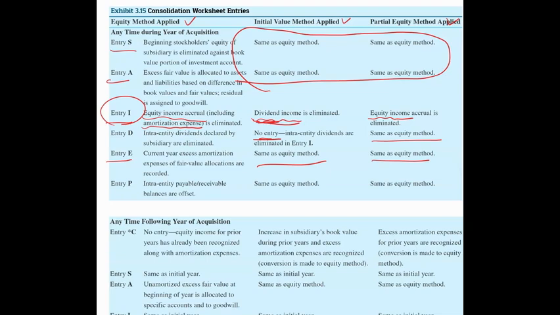In other words, entry I is the entry where all three methods are different from each other. For entry D, the equity method and partial equity method are the same, but the initial value method does not need this entry. Okay, so that's for the year of acquisition, and now anytime following the year of acquisition.